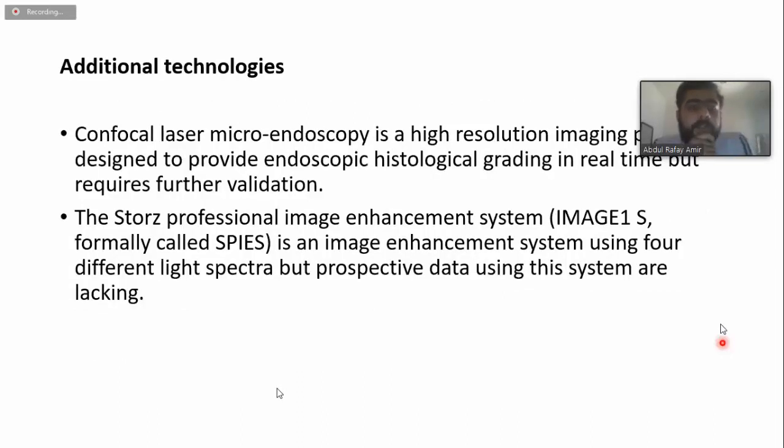Some modern technologies that can be used are confocal laser microscopic endoscopy, a high resolution imaging probe designed to provide endoscopic histological grading in real time. It requires further validation. The STORZ Professional Image Enhancement System, or SPIES, is an imaging enhancing system using different spectrums of light, but prospective data using this is still lacking. Just a word about this imaging enhancing system.